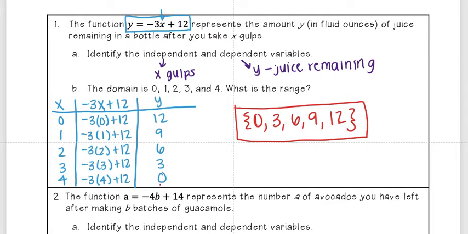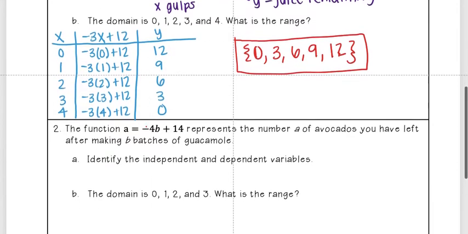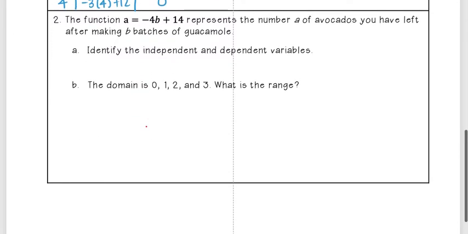And so if you're thinking of this in terms of the problem, I had 0 gulps, so I haven't had anything to drink yet. I had 12 ounces of juice in the bottle. However, once I got to my 4th gulp, all of the juice was gone. So I finished the juice in the bottle after 4 gulps. Okay, go ahead and pause the video, and I want you to try this next one on your own.